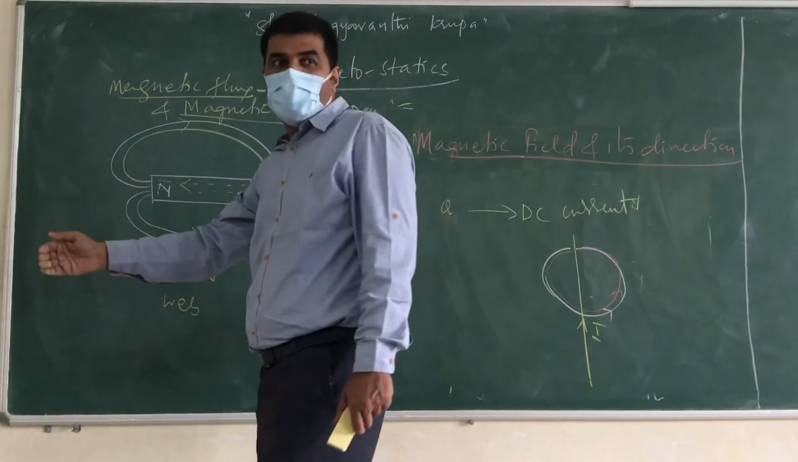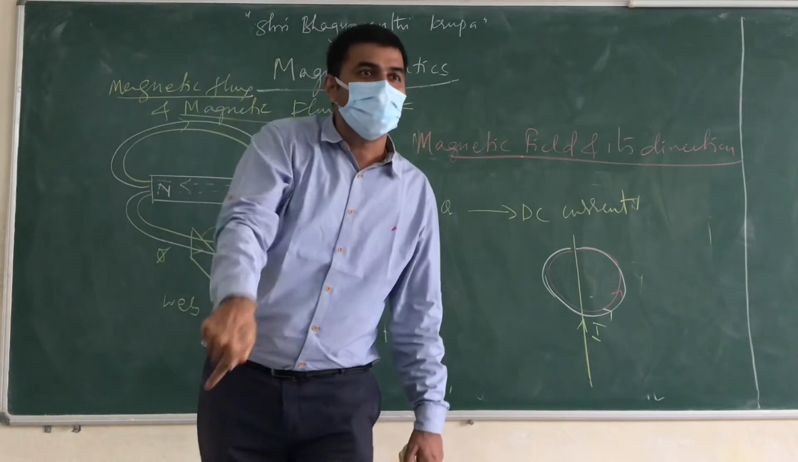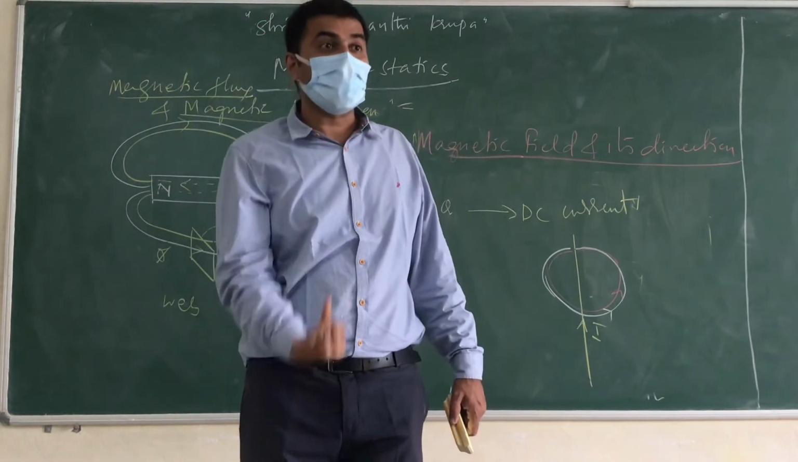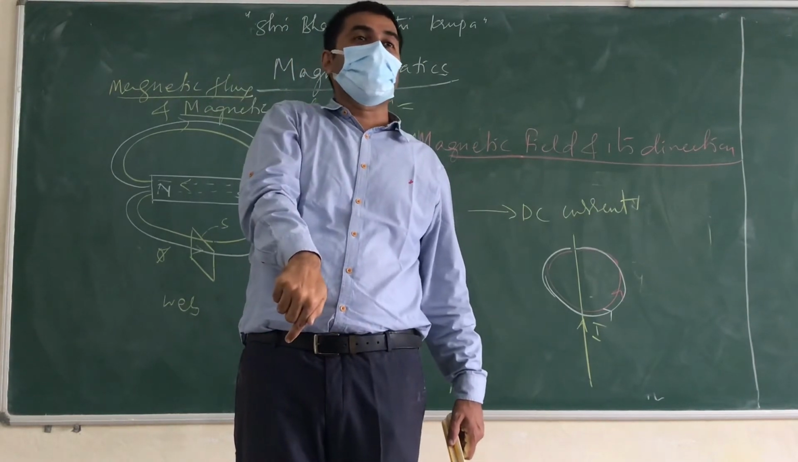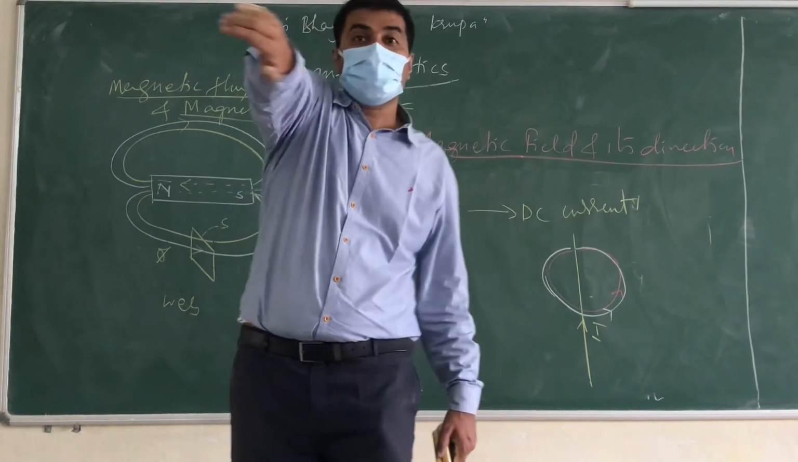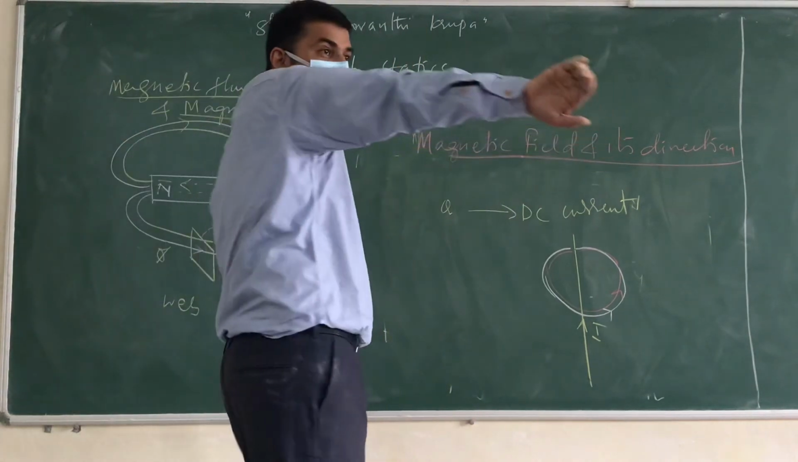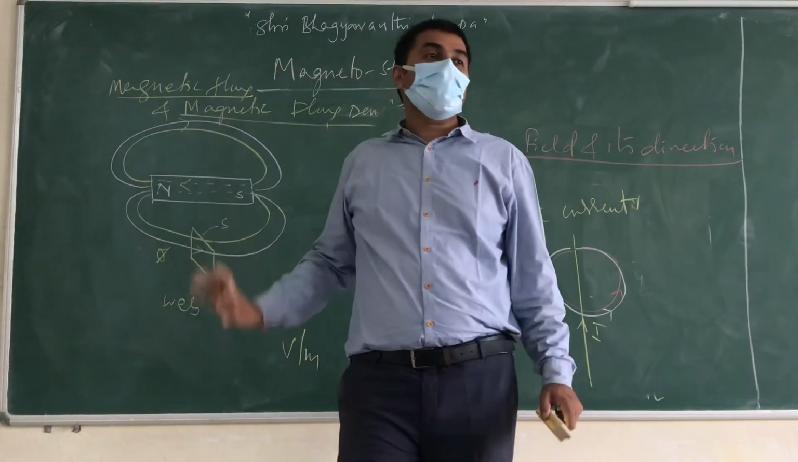Are you getting it? No. If the current is like this, if in the earlier case I took current flowing like this, no, current is flowing like this, then what is the direction of magnetic field? Like this. Yes or no? This is the direction of magnetic field.